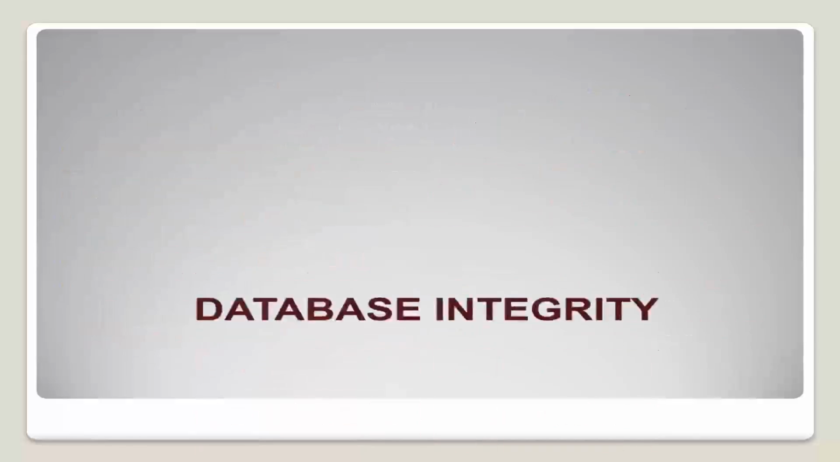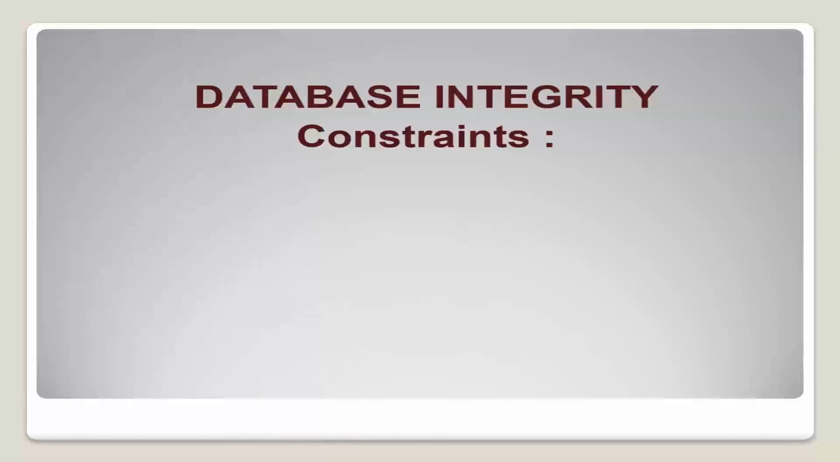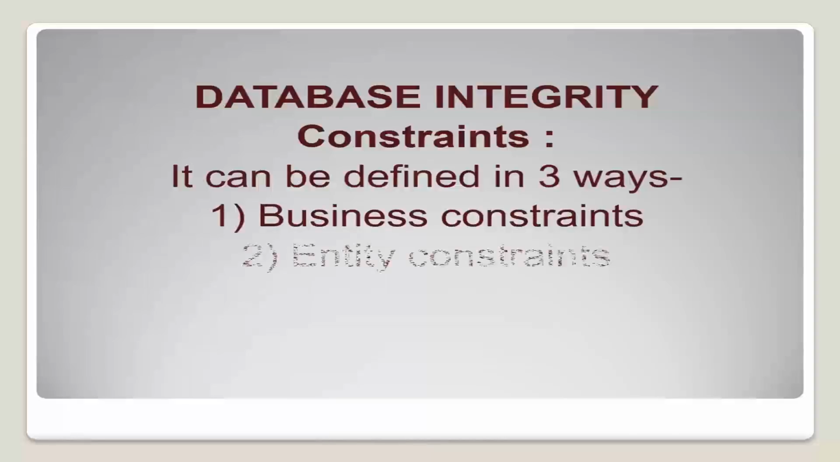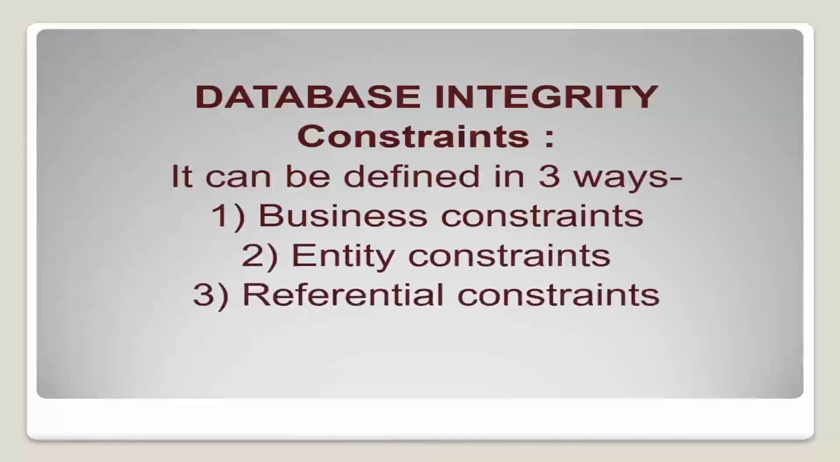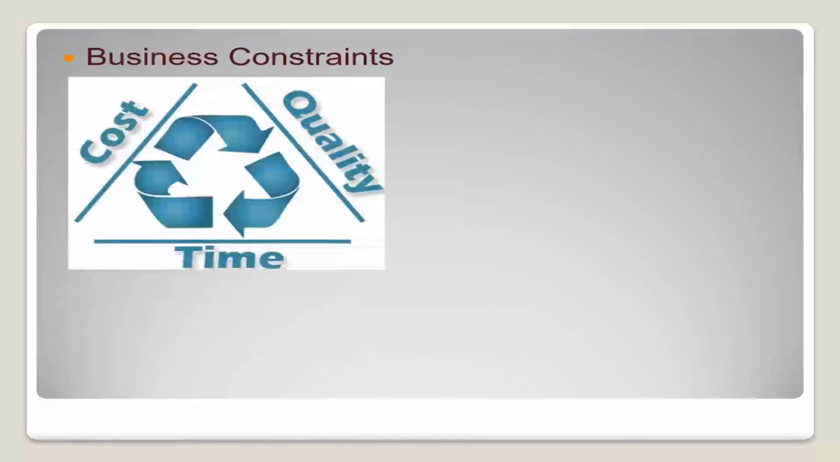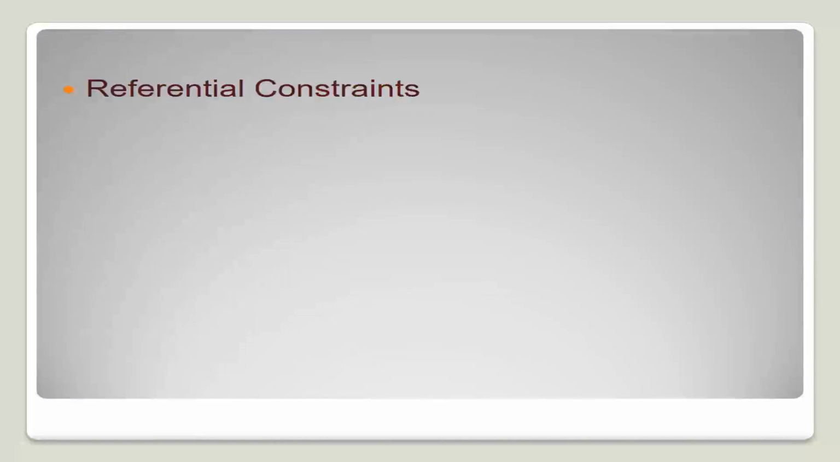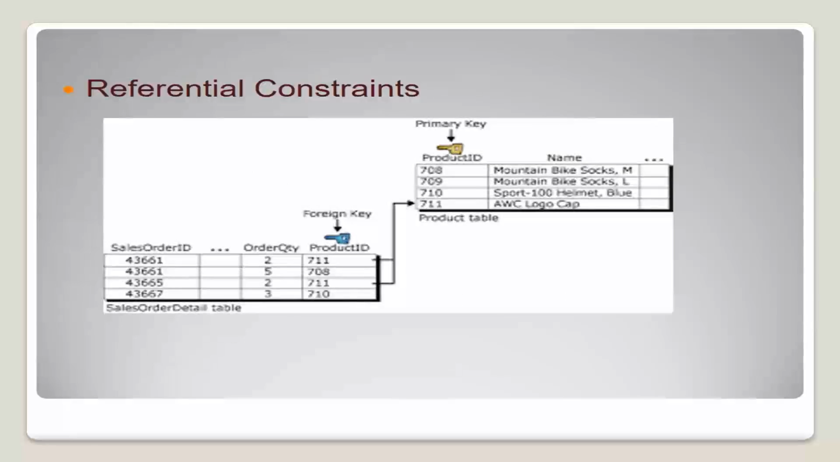Moving to the next topic, database integrity constraints. They can be defined in three ways. First is business constraints, second is entity constraints, and third is referential constraints. Talking about business constraints, a value in one column may be constrained by the value of some other column or by some calculation or formula. Talking about entity constraints, individual columns of a table may be constrained, for example NOT NULL. Last subtopic, referential constraints, sometimes referred to as key constraints, for example table 2 depends on table 1.